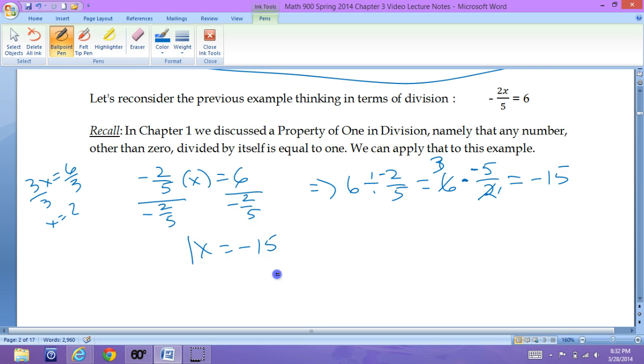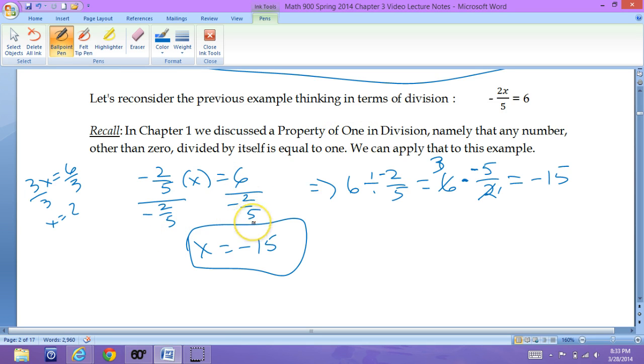So our x still equals negative 15, but when you're listing your mathematical properties, it's still the multiplication property of equations. Now there is the property of 1 in division in chapter 1, namely that any number other than 0 divided by itself is equal to 1. But that just explains why you're doing this side. It doesn't explain why you're doing the other side. And the multiplication property of equations does explain why you're doing it to both sides, okay? So we want to make a 1 here, so the property of 1 in division allows us to make a 1 on this side, but this property does not allow us to do this to this side.